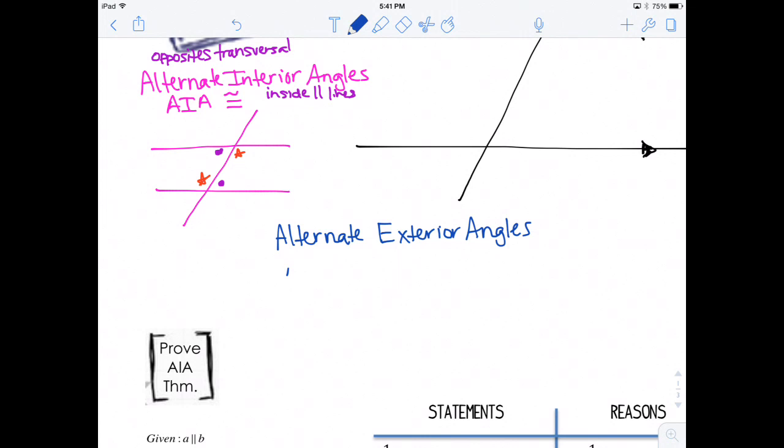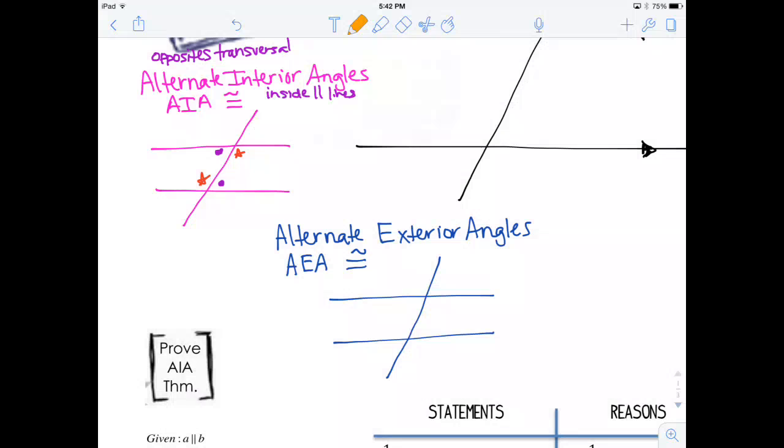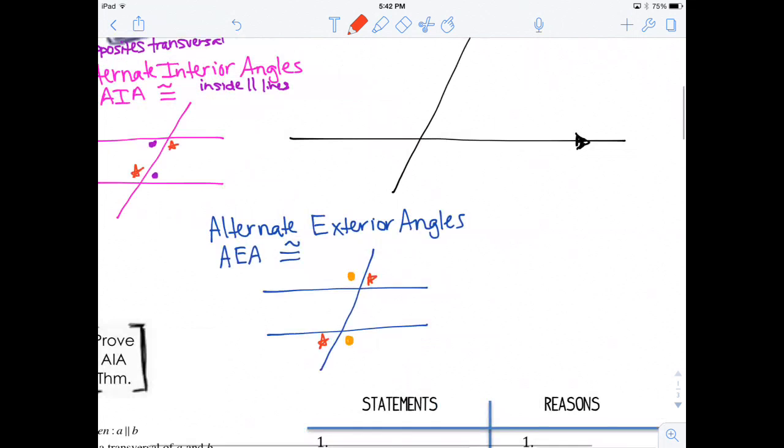And we abbreviate that AEA, and they are also congruent. So 2 parallel lines cut by a transversal. So alternate still means opposite sides of the transversal. Exterior this time means outside the parallel lines. So those 2 are congruent, and these are congruent. And hopefully you can verify that on your picture as well. You can see that it fits that description based on the angles that you measured.